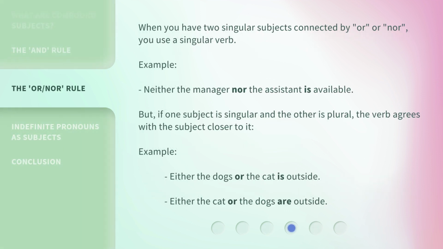When you have two singular subjects connected by or, nor, you use a singular verb. Example: neither the manager nor the assistant is available. But, if one subject is singular and the other is plural, the verb agrees with the subject closer to it. Example: either the dogs or the cat is outside. Either the cat or the dogs are outside.